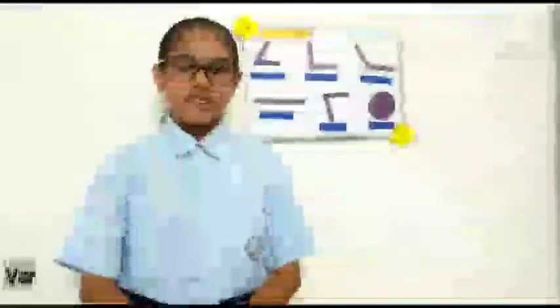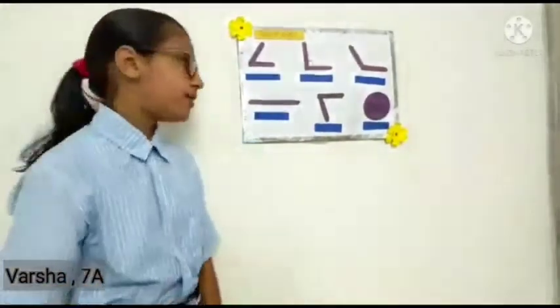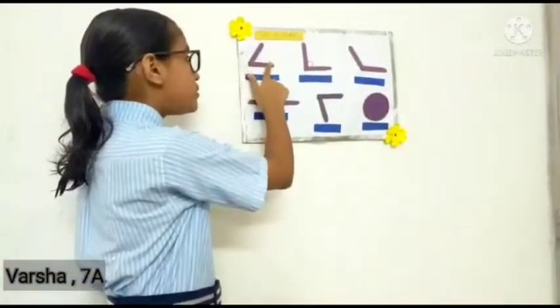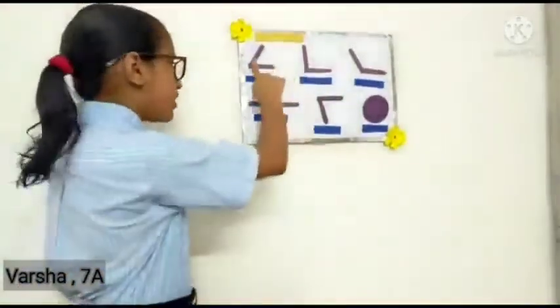Everyone, I'm Varsha from class 10A. Today I'll be explaining my model on types of angles. Before I start, I want to ask you two questions. The first question is, do you know how angles are formed? Angles are formed when two rays meet at a point which is known as vertex, and these rays are known as the arms of the angle.